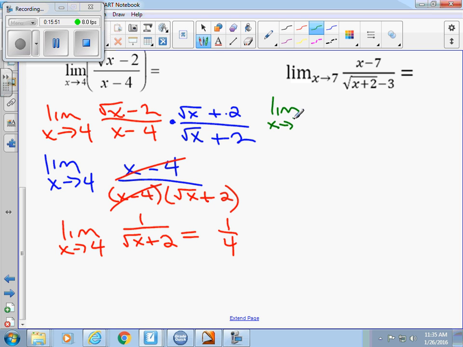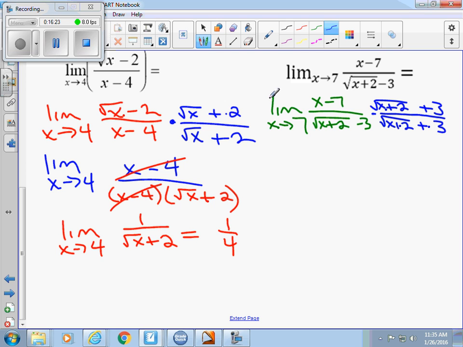Right, I think of my options. Of course, if I could factor, I would factor. If I could expand, I would expand. If I could do fractions, I would do fractions. But I can't. But I do have square roots, so I can multiply by the conjugate of the denominator in this case. So I'm going to multiply the top and bottom by the square root of x plus 2, plus 3. And I'll try to write that correctly this time, on top and bottom.